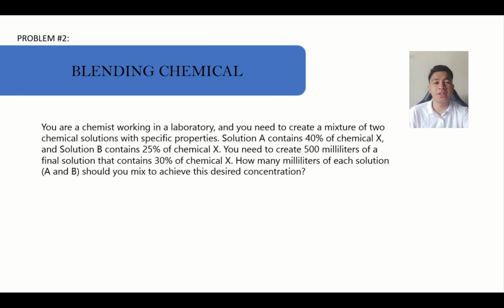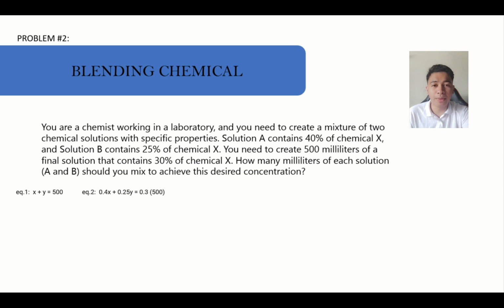To create a final solution with 30% of chemical X, let's denote the amount of solution A needed to mix as X milliliters and the amount of solution B as Y milliliters. The total volume of the final solution is 500 milliliters. So, X plus Y equals 500. We want the final solution to contain 30% of chemical X. So, 0.4X plus 0.25Y equals 0.3 times 500.